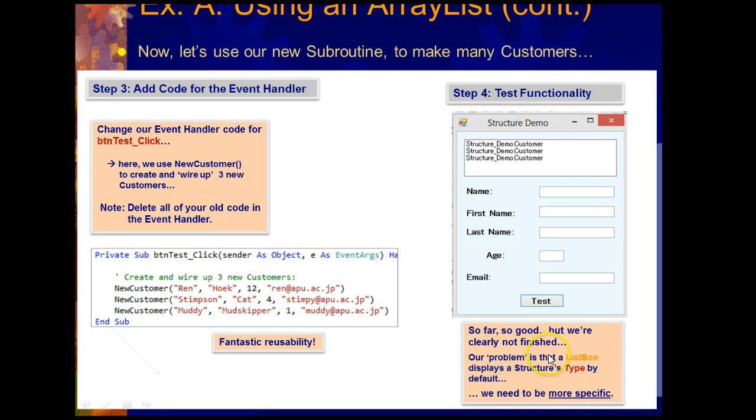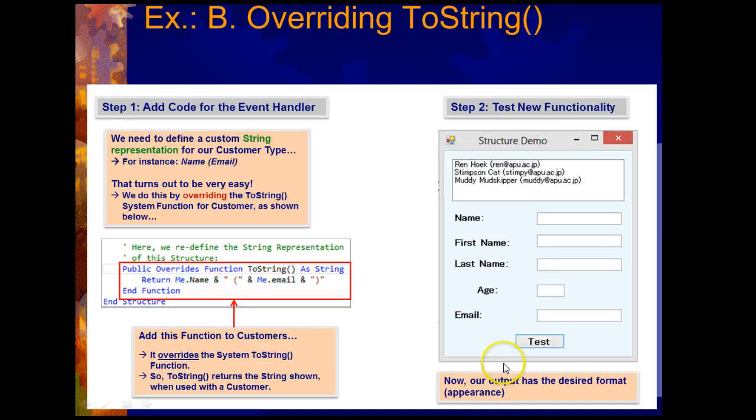Our problem is that a list box displays a structure's type by default. So this list box is going to display the structure's type. And the type was, it's a customer. So it's going to just say that, which is not what we want. So we have to be more specific, or somehow we have to fix this. So we're going to add code for the event handler.